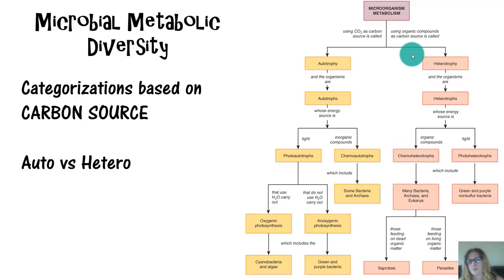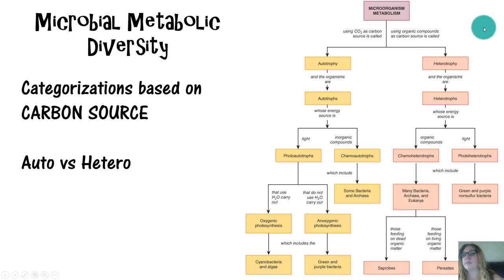Versus heterotroph means eat other or eat another. So one doesn't have to eat anybody else. The heterotroph does. So we are heterotrophic. We have to eat other things in order to survive. Whereas a plant doesn't really have to eat anybody, unless it's a Venus flytrap or something like that. So you just always have to go back to the pure definition. Okay. So if it uses carbon dioxide as a carbon source, then it would be categorized as an autotroph.